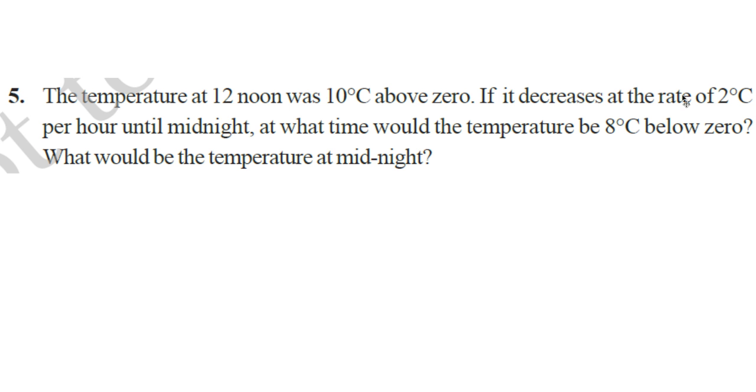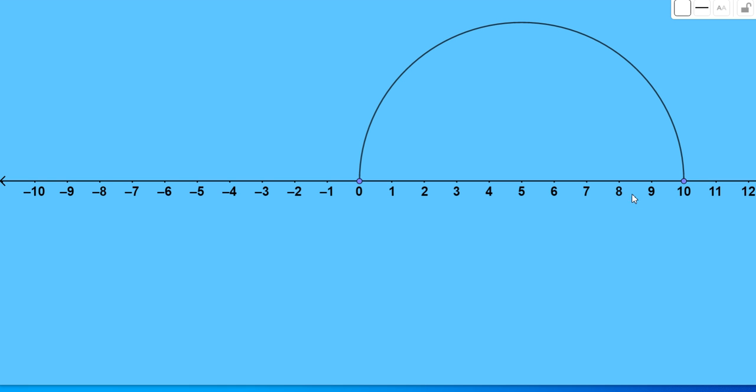Now every hour it is decreasing. Decreasing 2 degrees Celsius means we can take it as negative 2. And at what time would the temperature be 8 degrees Celsius below 0? 8 degrees Celsius below 0, we can take it as negative 8. So from 10, how many hours will it take to reach negative 8? Let us take a number line for this.